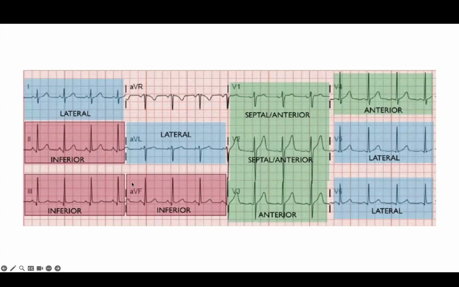So here you can see the main reason why I put this is to know about the localization. Leads I, aVL, V5, V6 are lateral, so can be suggestive of a left circumflex. Anterior leads predominantly correlate with an LAD, and the inferior leads go with an RCA or a PDA. When an inferolateral pattern is also present, there can be a possibility of a PDA, because there can be two origins which can be suggesting to that.